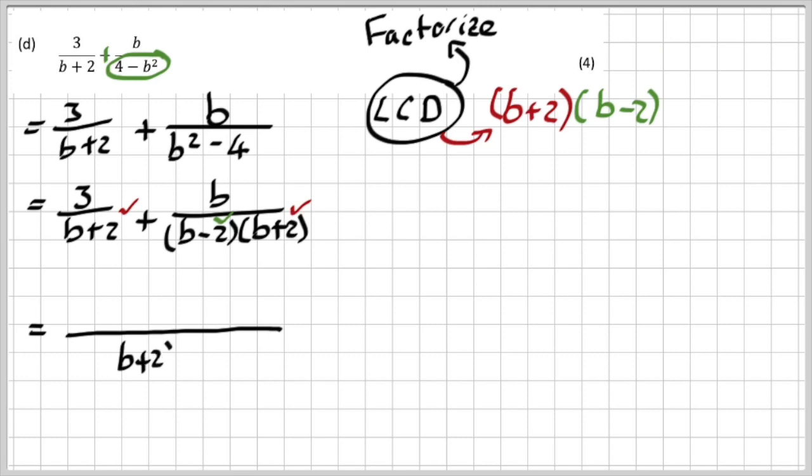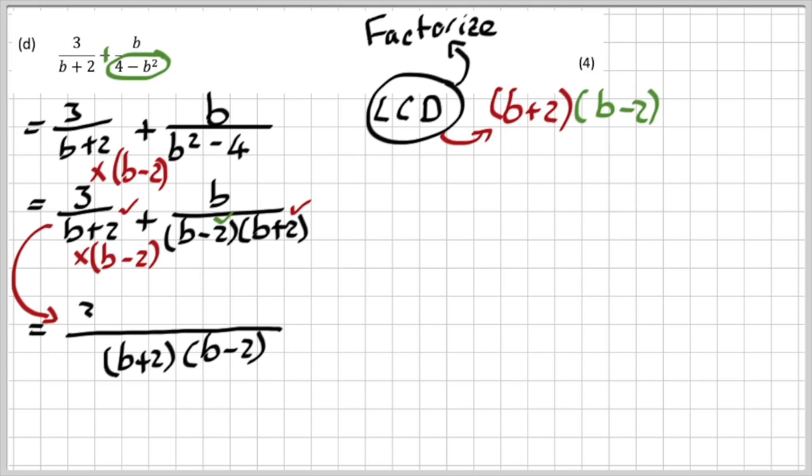So I'm going to put everything over the LCD. The first term only has a b plus 2, so it needs to get multiplied by a b minus 2, because remember, I'm trying to change it into the lowest common denominator. But what I do at the bottom, I've got to do at the top. So in the first term, I'm sitting there with 3 times b minus 2. But in the second term, it's already on the LCD.